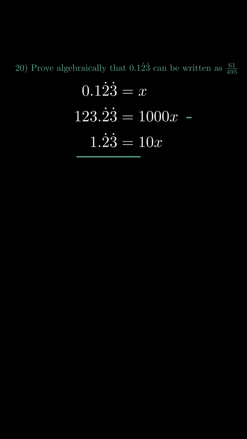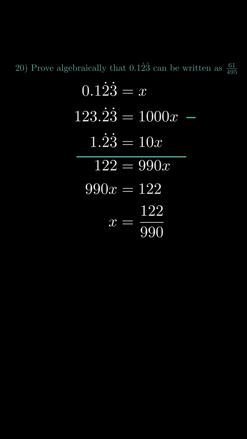We'll proceed to take away 10x from 1000x, and we get 990x is equal to 122. Now we've essentially removed the recurring part of the number. Lastly, we move the 990 to the other side, we simplify, and we get that x is equal to 61 over 495.